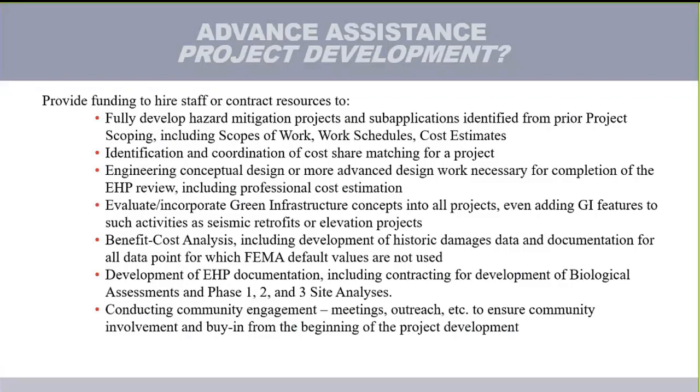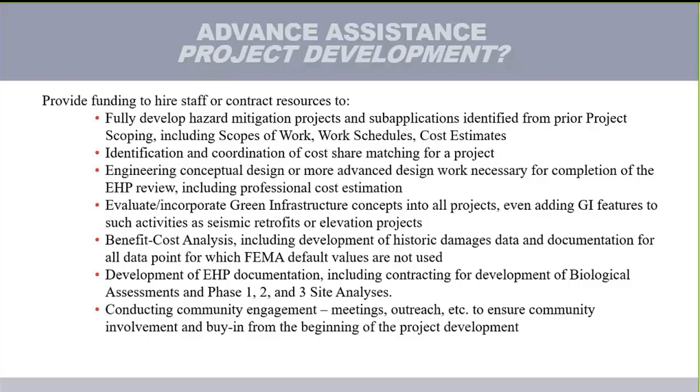Well, like all of those other things that we talked about under project scoping, it enables you to have funding to hire staff or contractual resources for fully developing your hazard mitigation project and sub-application, identified from prior project scoping: scopes of work, work schedules, cost estimates, benefit cost analysis, environmental historic preservation, the whole shebang. You can identify and coordinate cost share, pay for engineering conceptual design, or more advanced design work that is necessary for completion of EHP review. Remember, for national technical review, you just have to have the engineering conceptual design.